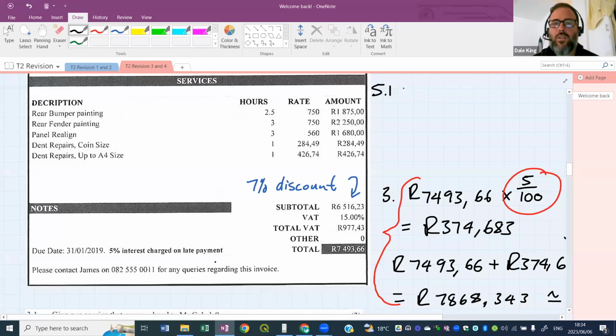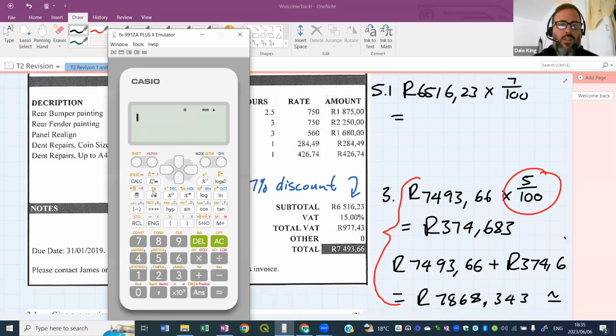I took the subtotal and I multiplied it by 7 over 100. Excellent. You multiplied it by 7 over 100, which is 7%. I'm just going to do it in the calculator here and confirm with you. So 6516.23 multiplied by the fraction, 7 over 100. And there we go. Yes, well done.